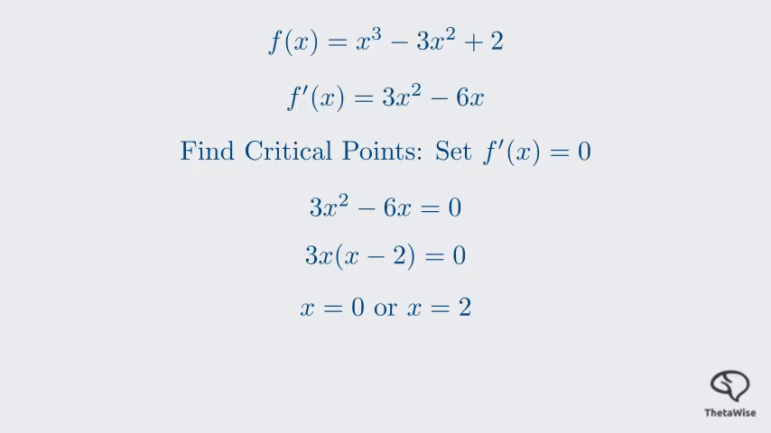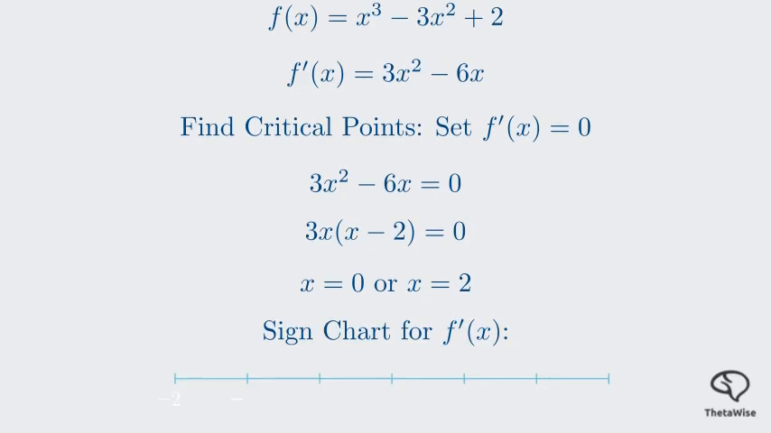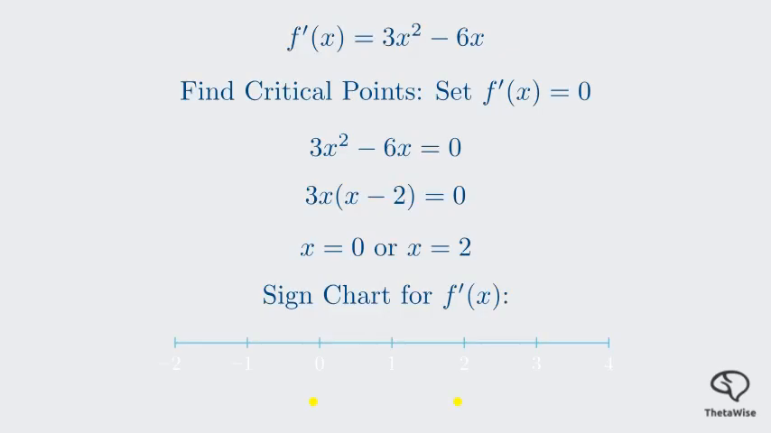Now we use these critical points to create a sign chart for the first derivative. We place our critical points, 0 and 2, on a number line. This divides the line into 3 intervals: negative infinity to 0, 0 to 2, and 2 to infinity. Let's test a value in each interval.